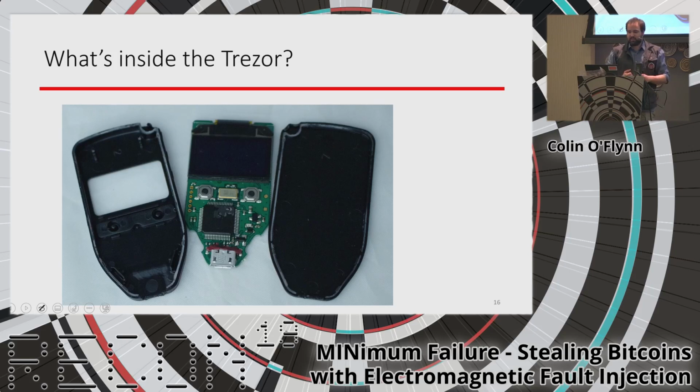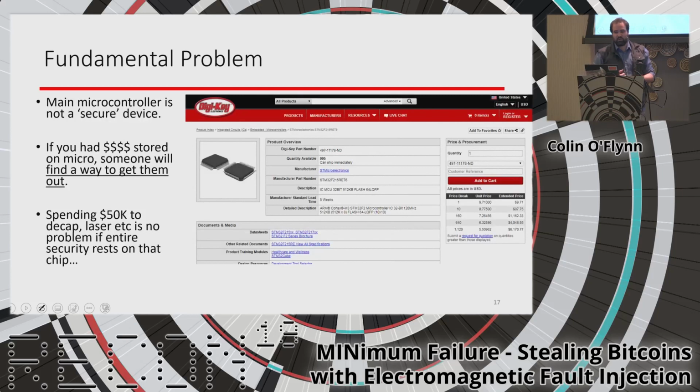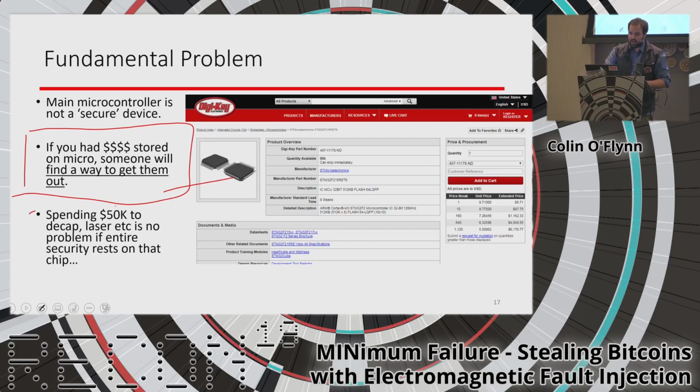So this is what the inside of the Trezor looks like. You have a microcontroller right here, and this microcontroller is basically everything about the security of this device. That microcontroller is not a secure element or secure device. It's a standard microcontroller that you could buy, well known in embedded development. The important part is that if you knew this one microcontroller had $10 million of Bitcoin on it, it's sort of a non-issue to say, okay, great, I'll get that money out, therefore I should spend $10,000 or whatever it is to do any sort of advanced attack.